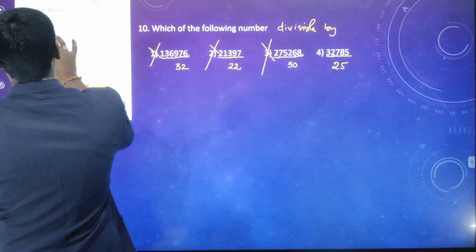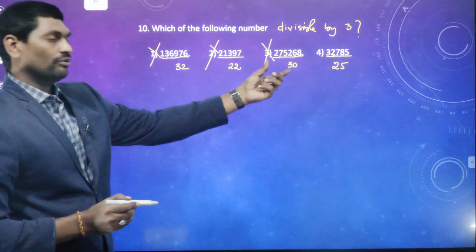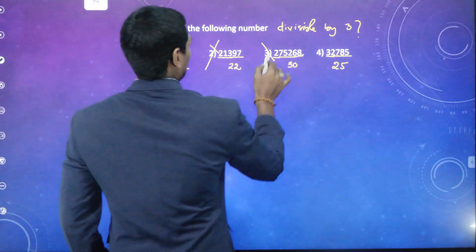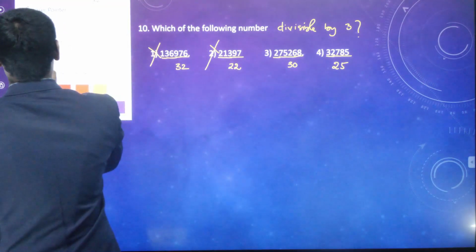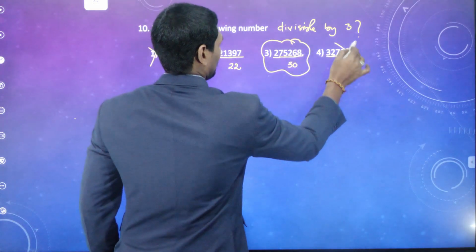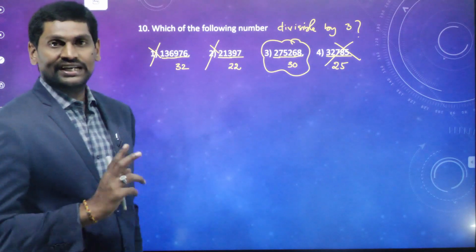The question might be divisible by 3. Then among these, we will have only one option, which is option number 3, that is true. So option number 3 is our correct answer, and the remaining are all incorrect. Okay, so let us move on to the next problem.